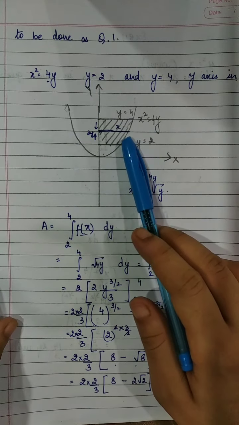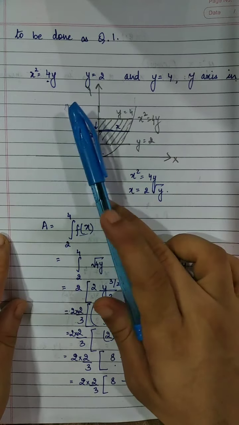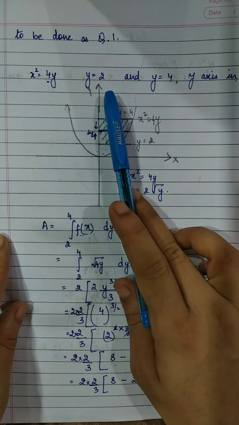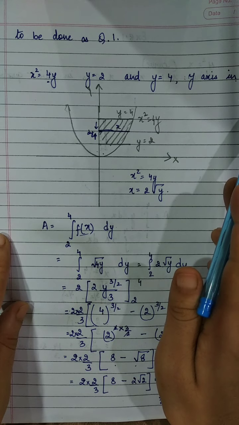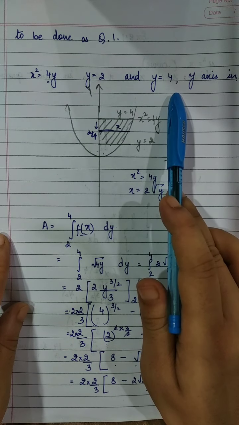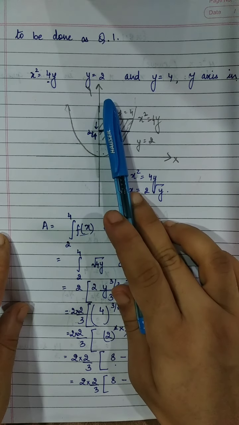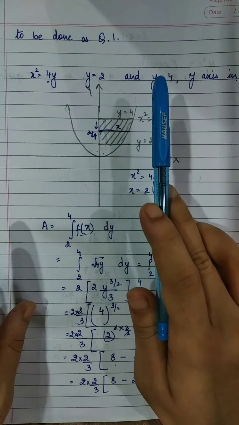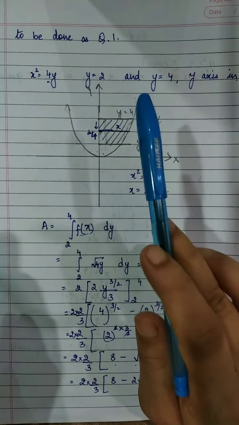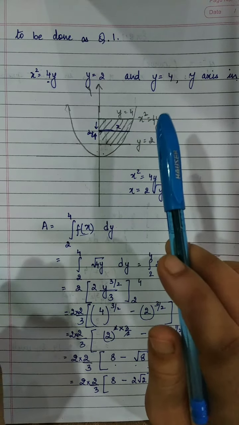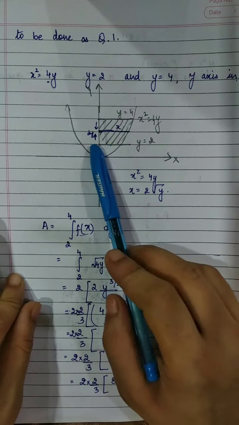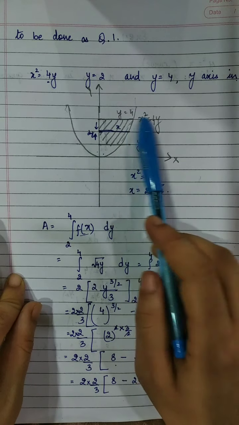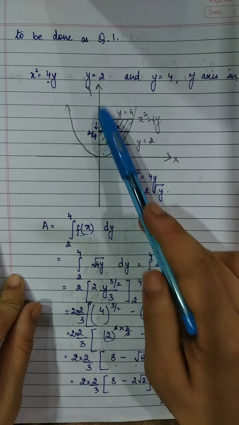We would now proceed with question number 3, that is x square is equal to 4y, y is equal to 2, y is equal to 4, y-axis in the first quadrant. So these conditions are given to you. Again, x square is equal to 4y. Remember, x square is equal to 4ay. Remember, these are simple equations of a parabola. So x square is equal to 4y, y is equal to 2, y is equal to 4, and y-axis in the first quadrant.